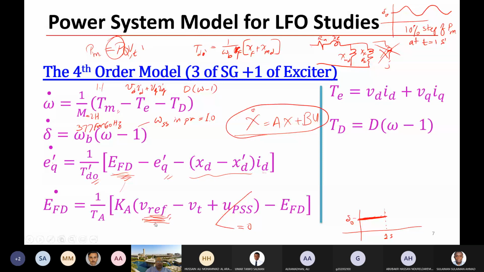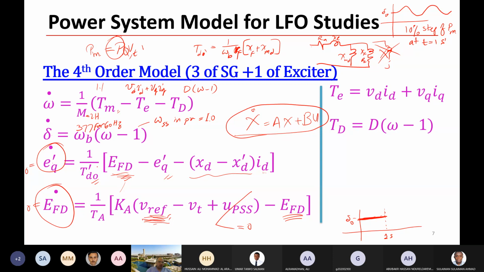But what is remaining is V reference. How much is the V reference at the beginning? In order to simulate this nonlinear equation, or to linearize, what is the initial value of V reference? Can we have it? Yes, of course we can get it. At steady state, this part equal to 0. We already found EFD from the steady state value of EQ prime equal to 0 at steady state.